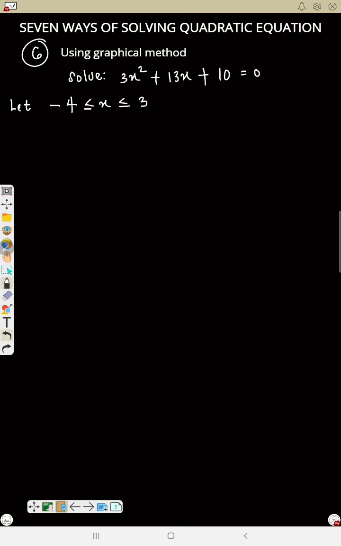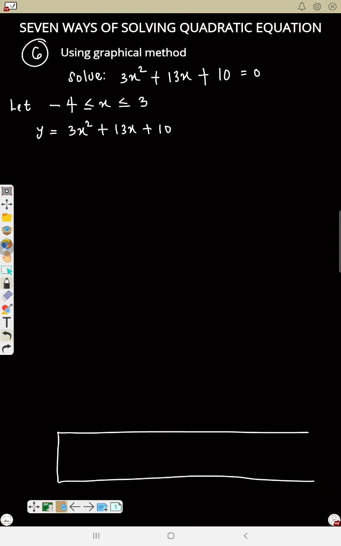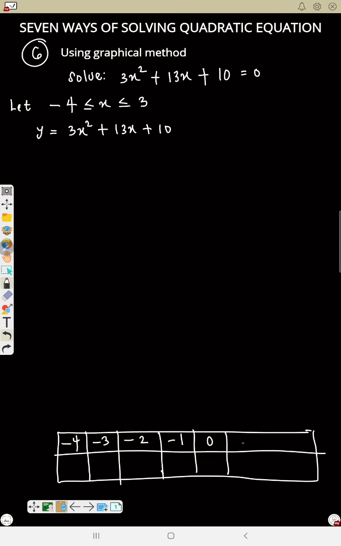So y equals 3s squared plus 13s plus 10. So let me have my table here. Minus 4, minus 3, minus 2, minus 1, 0, 1, 2, 3. So this is the table I'll fill.